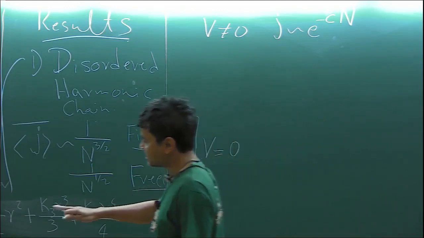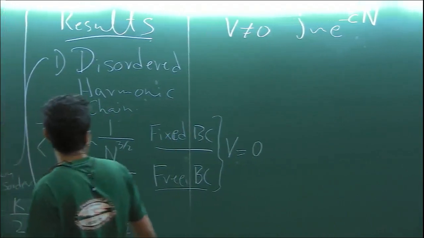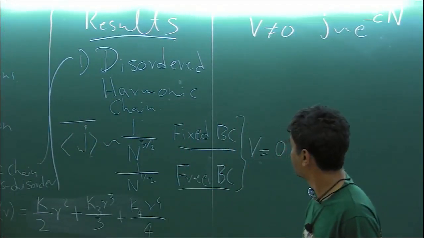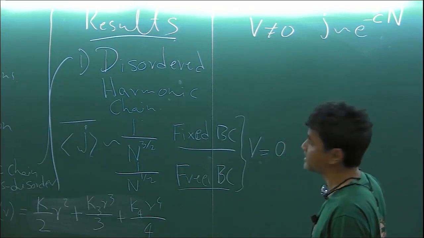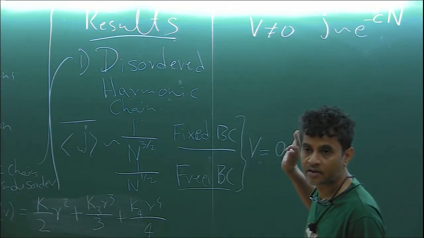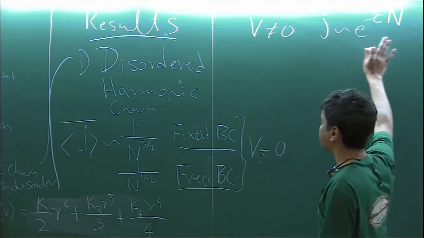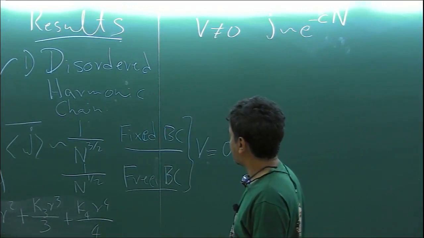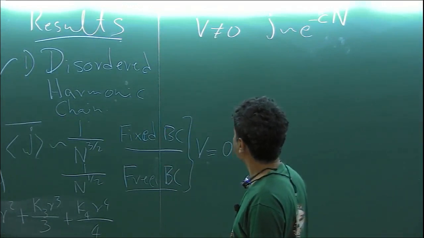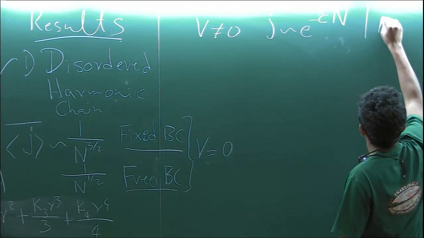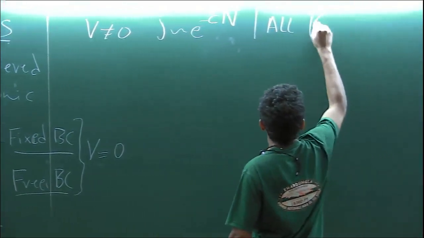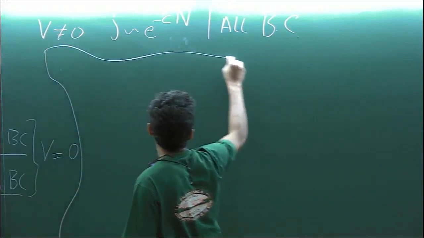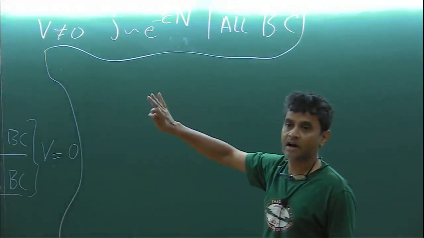And then what are the results for anharmonicity? Yes, this result is independent of boundary conditions. Okay, so this is disordered harmonic chains.